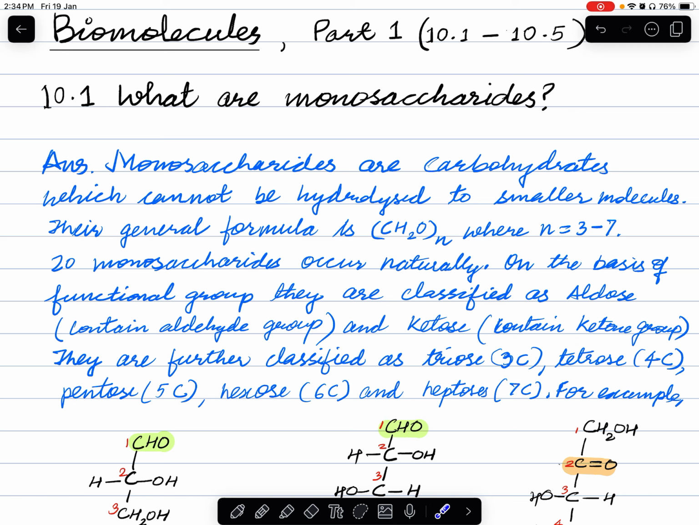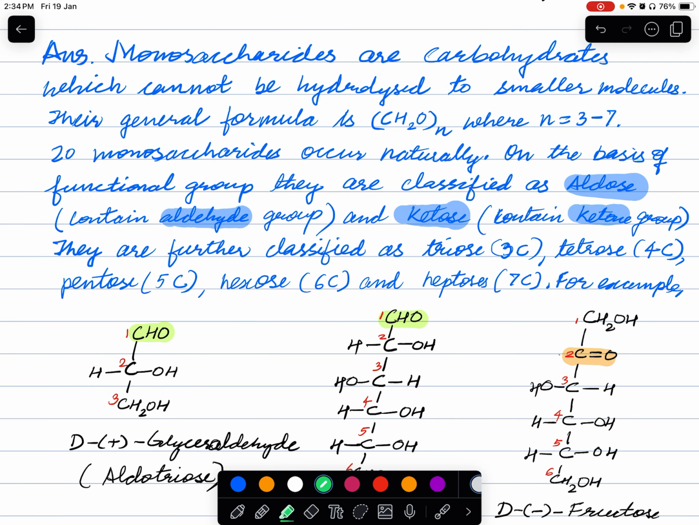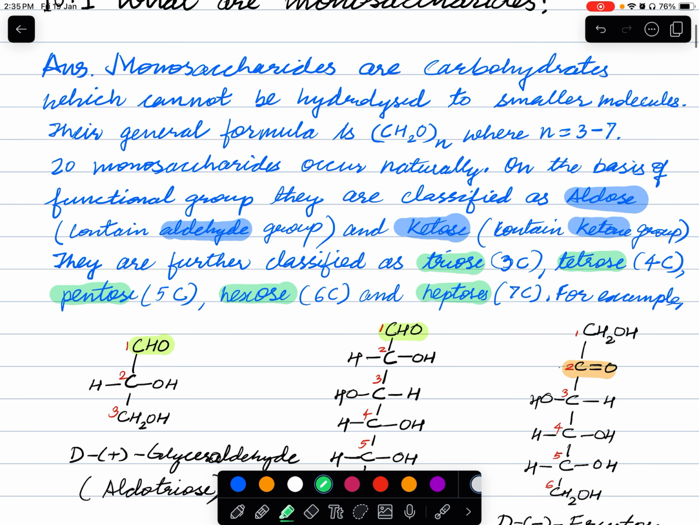So on the basis of functional group, they are classified as aldose and ketose. Aldoses are those monosaccharides which contain an aldehyde group as a functional group, while ketoses are those which contain a ketonic group as a functional group. In addition to this, they are further classified on the basis of number of carbon atoms. So triose is the sugar containing 3 carbon atoms, tetrose with 4, pentose with 5, hexose with 6, and heptose is containing 7 carbon atoms. We'll stop it here. Why? Because we have limited this number from 3 to 7 in the general formula.